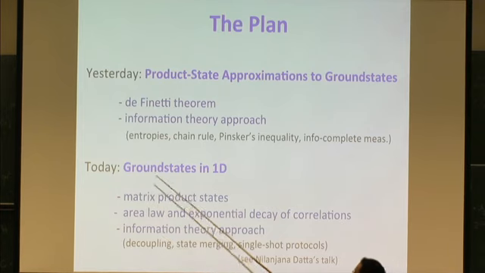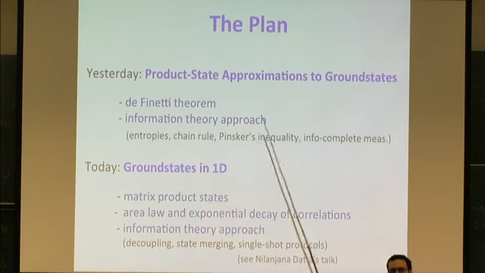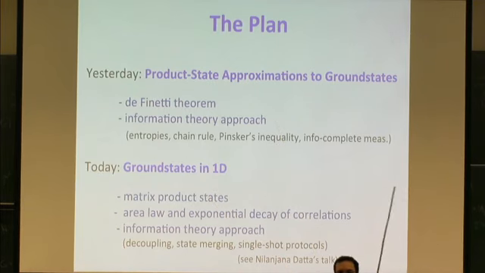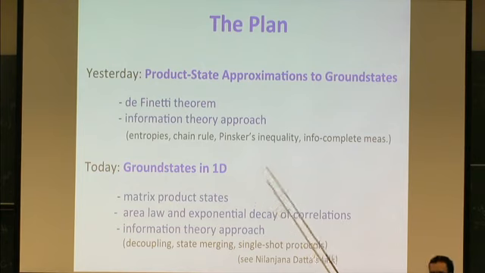So today I want to consider a more restricted class of systems, just one-dimensional Hamiltonians. The advantage is that we will be able to address the entanglement in these ground states in a more sophisticated way. Instead of just considering product states, we will consider a more interesting ansatz for these ground states, called matrix product states. These states are very special and very useful. For example, they are connected to interesting properties like the area law and exponential decay of correlations, which I will also tell you about.